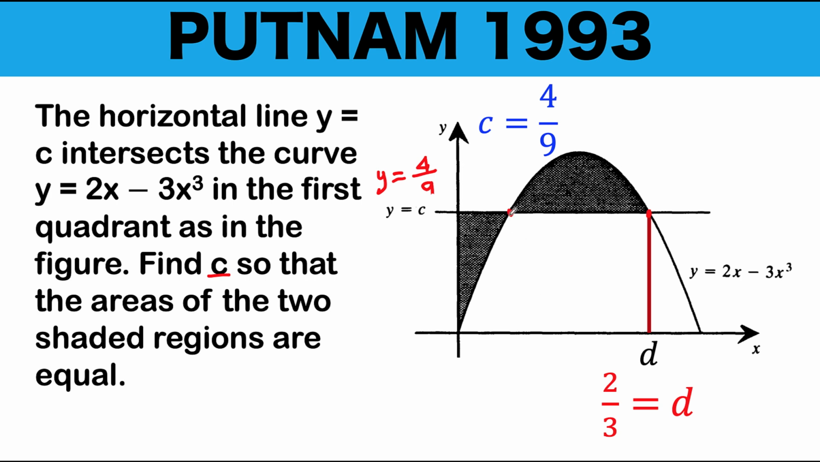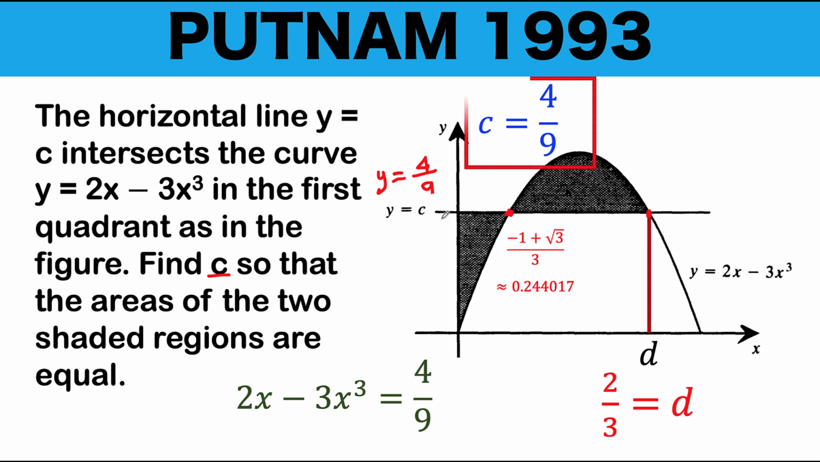If you are curious what the value of this point of intersection is, although it's no longer necessary in this problem, we can solve again the equations y equals c and y equals 2x minus 3x cubed simultaneously to arrive at this equation. Solving for x, we get x equal to (-1 plus the square root of 3) over 3, or approximately 0.244017. That is the x value of this point of intersection. The y value is 4/9. So for our final answer, c is equal to 4/9, and this problem is now solved.